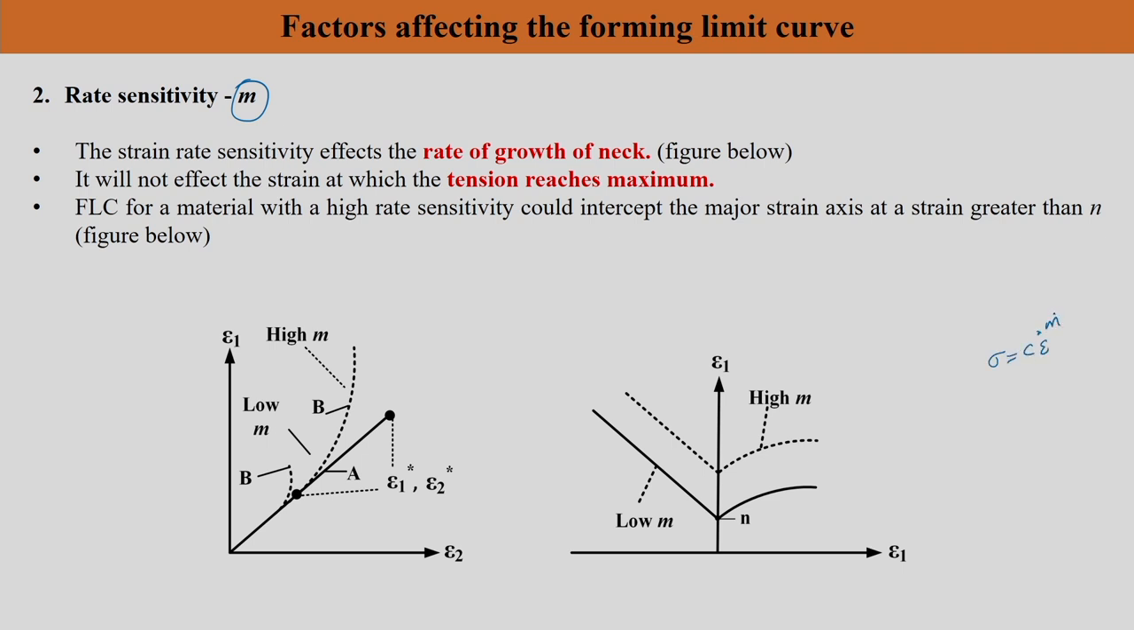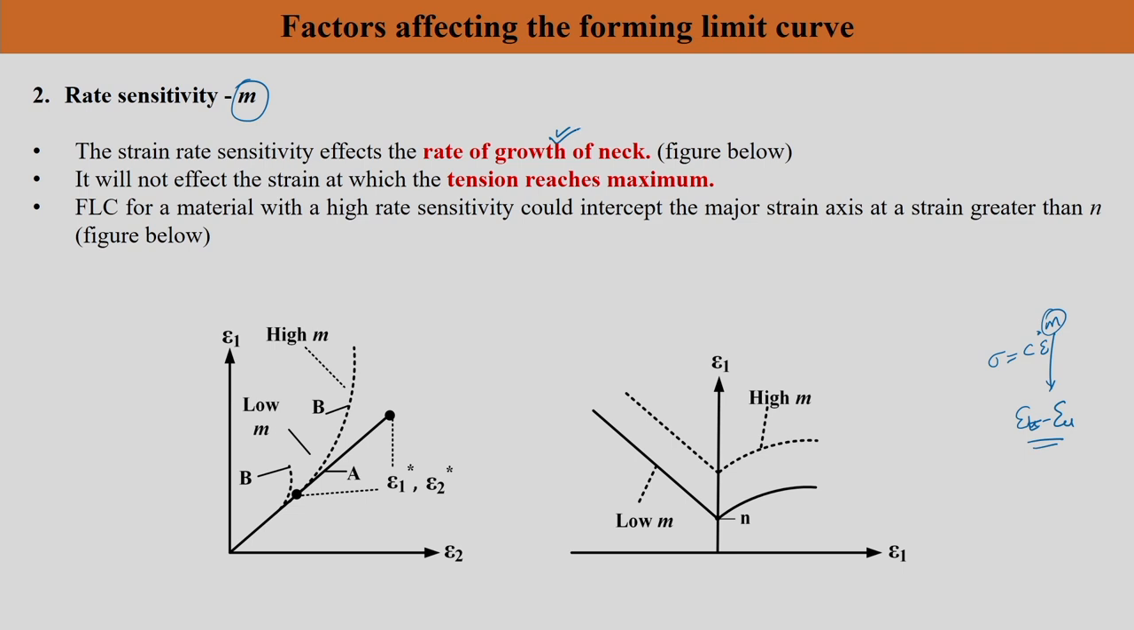We have also studied that this M actually controls the post-necking behavior, that is epsilon U minus epsilon T minus epsilon U. That particular region in the stress strain behavior, it is going to affect. Which means that this M is going to control the growth of neck. So, once instability is started, how quickly it can grow or how slowly it can grow will be controlled by this M value. So the rate sensitivity effect affects the rate of growth of neck.